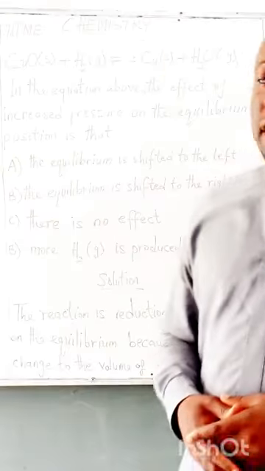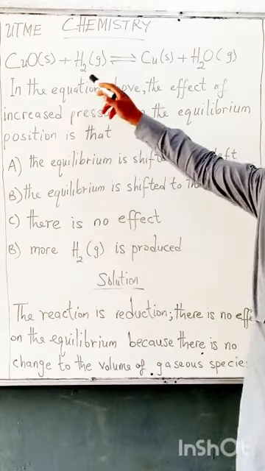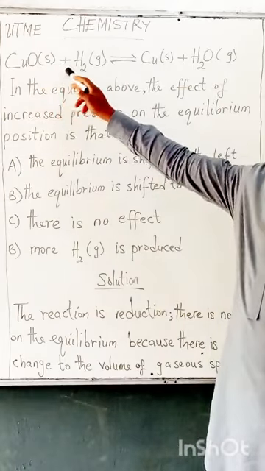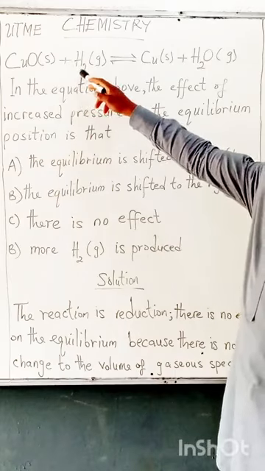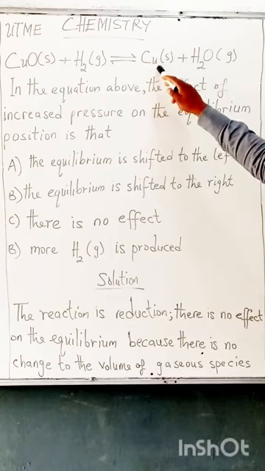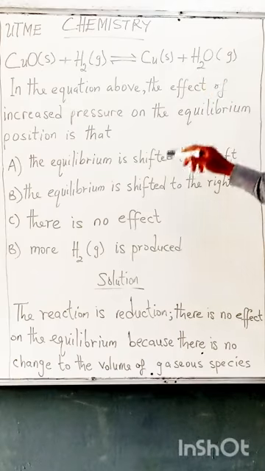With me on the board today is a possible UTME problem to be solved. And the problem goes this way. We have a chemical equation, a reversible reaction, where copper 2 oxide is reduced by hydrogen gas to atomic copper and steam, that is water in gaseous form.